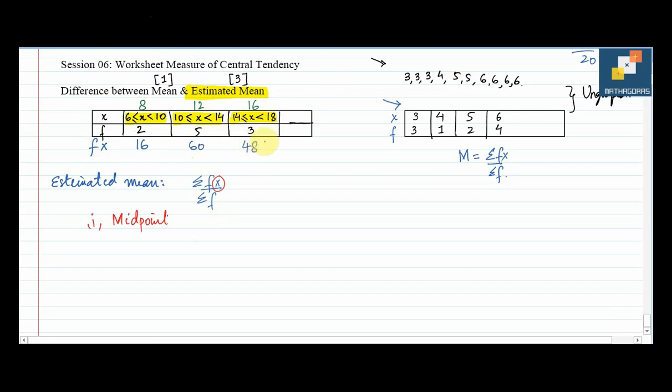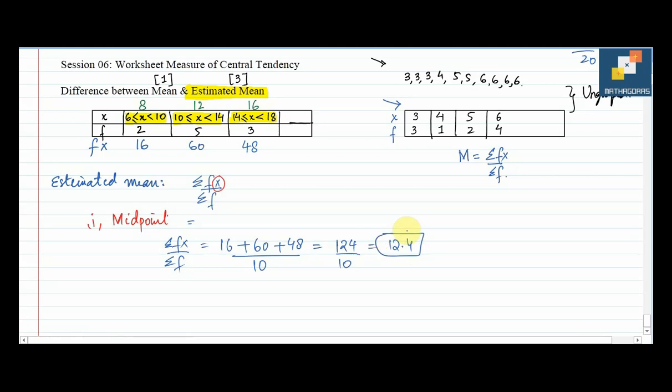Now the next procedure is the same: you need to add all those values for summation fx divided by summation f. So summation fx will be 16 plus 60 plus 48, divided by the frequency, which is 2 plus 5 is 7, and 7 plus 3 is 10. So 16 plus 60 plus 48 gives you the value of 124, divided by 10 implies that it's 12.4. So that is the estimated mean.